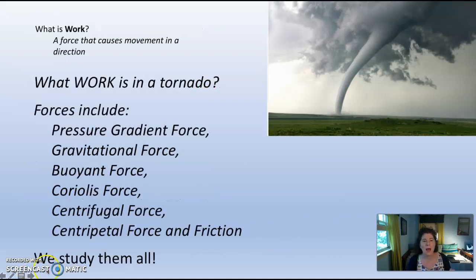Let's talk about it. The work that's in that tornado, and you're going to be studying all of these forces, included forces like the pressure gradient force, the gravitational force, buoyant forces, which you learned a little bit about in Chapter 1, the Coriolis force, centrifugal force, and centripetal forces. There's a lot of force in there on top of friction, and we'll study them all. So destruction is still work.